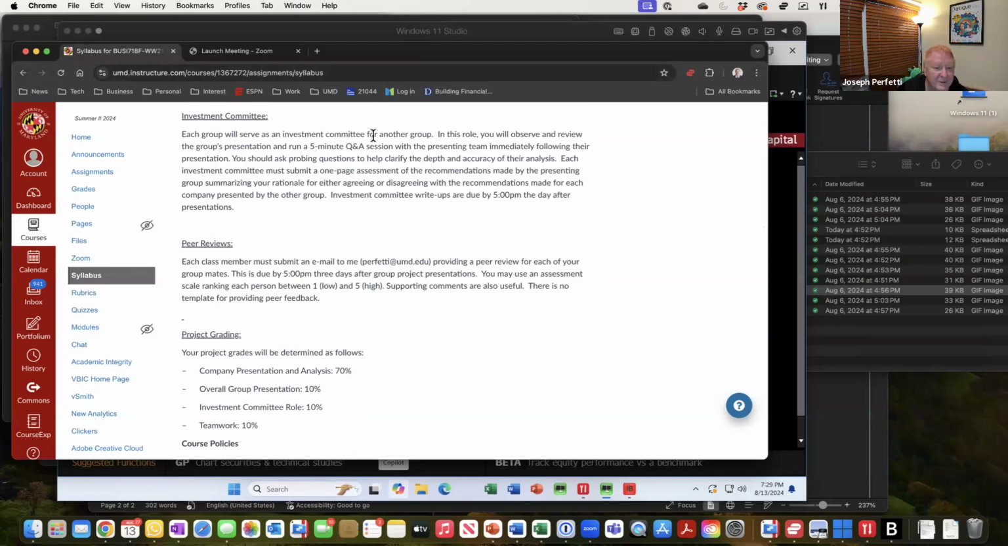Here it is, investment committee. Each group will serve as an investment committee for the other group. In this role, you'll observe, review their presentation, and run a 5 minute Q&A immediately following their presentation. And then by the next day, if you're the investment committee for the team that's presenting, you're going to do a 1-page assessment, essentially grading the team that presented.